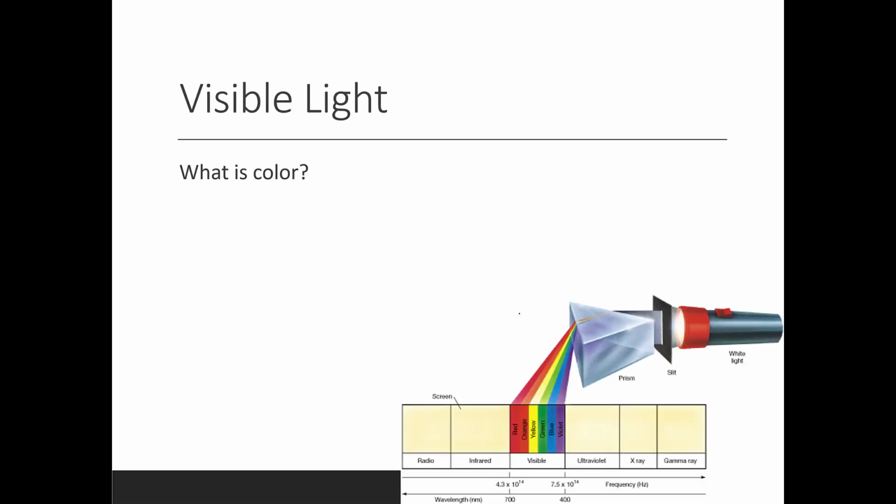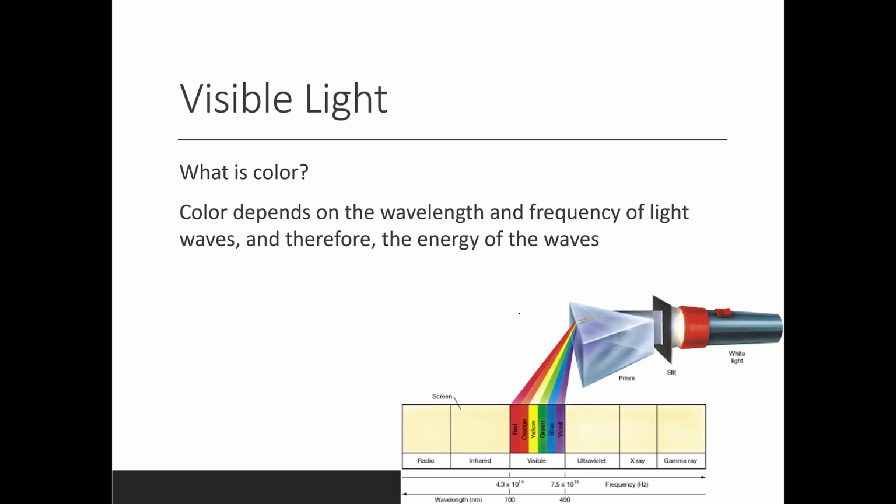But like I said, we're focusing on visible light. So that's a great question. What is color? Well, color is based on the wavelength and frequency of light waves, and therefore the energy of those waves. Some light that we see has all of the colors together, right?